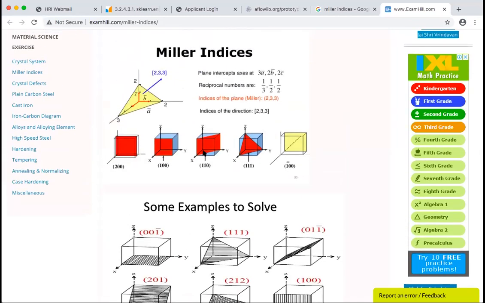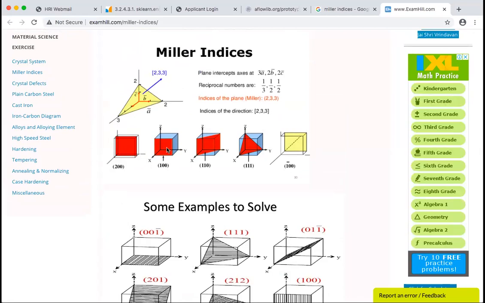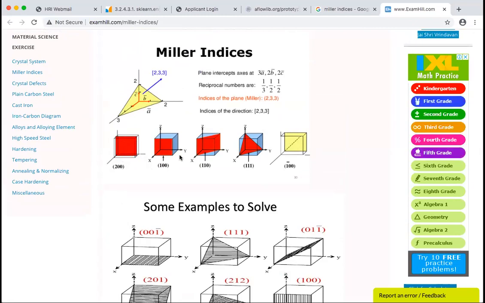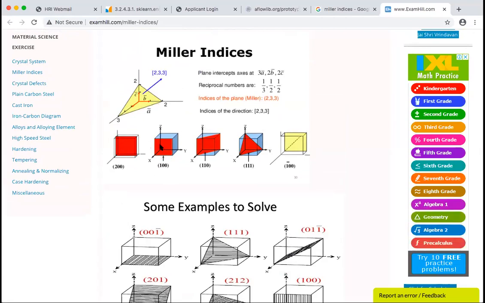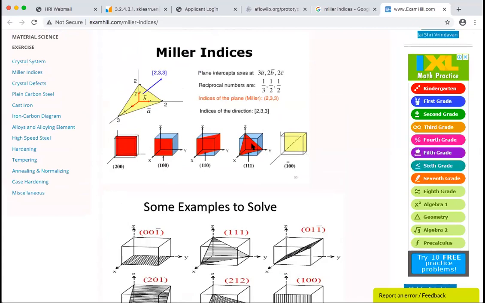I'll just use one of these figures to illustrate the point. As you can see, you can have different planes. You can have planes parallel to this plane here, or here, or here. There can be several types, directed in different ways, of families of lattice planes.